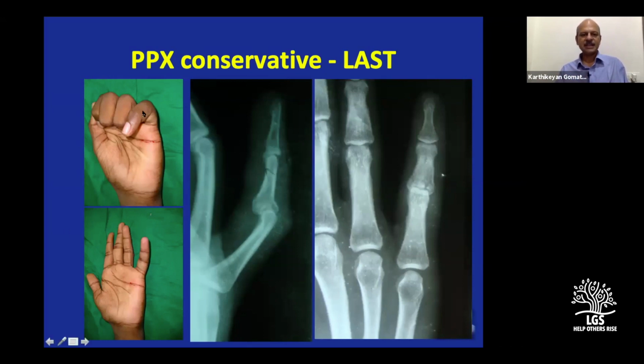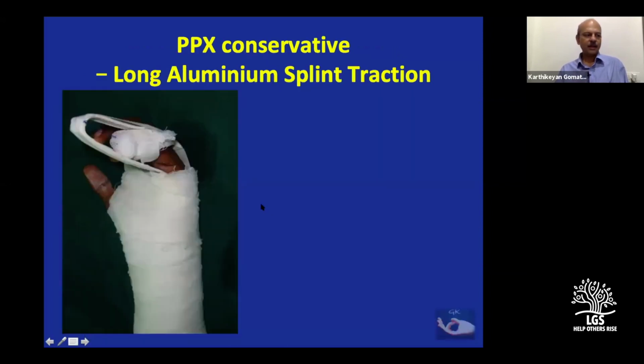Now here, this is the injury. You can make out the deformity. Patient not able to flex it completely. And this is the base of the middle phalanx, this is called a pylon fracture. Now, this is called the long aluminium splint. A POP is applied here only for the wrist, and an aluminium splint is applied over here, and a traction is applied from the tip of the finger.